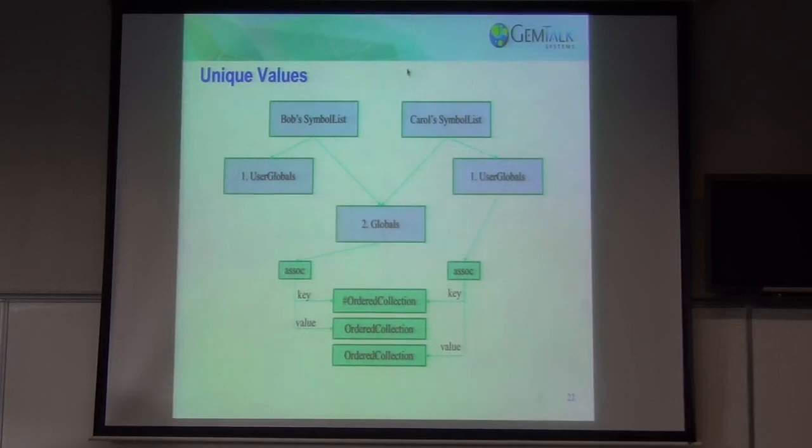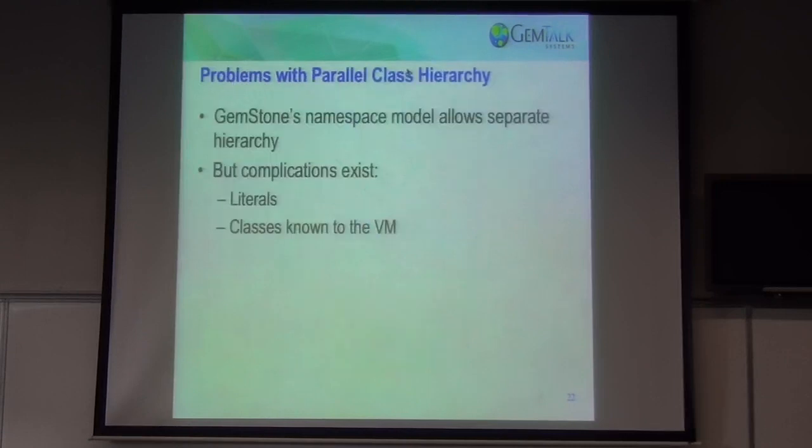We can also have similar names that point to different values. So again, in globals, there's an ordered collection that points to one class, ordered collection, but there can also be another association with a key of ordered collection that points to a different value of ordered collection. So two users can see different classes. So we can create different classes with different hierarchies.